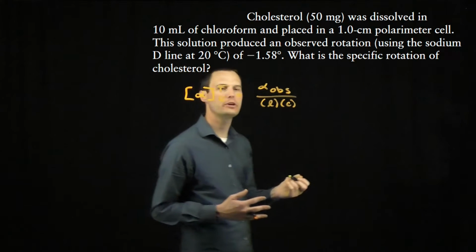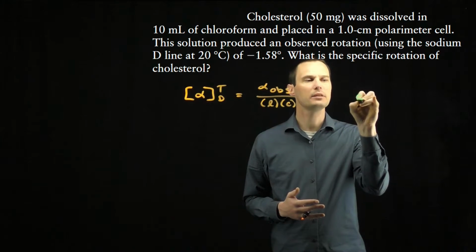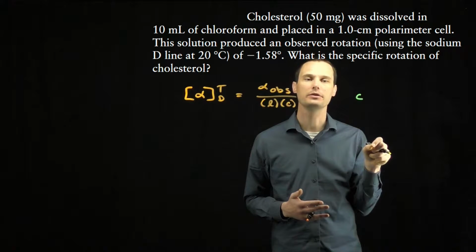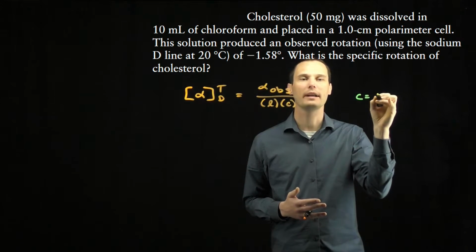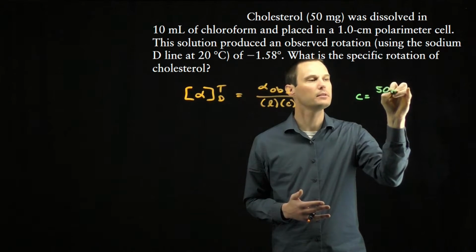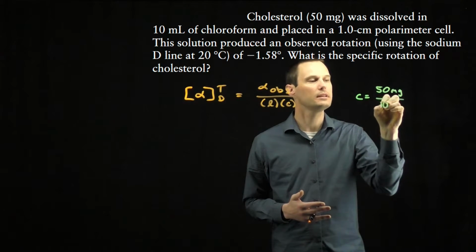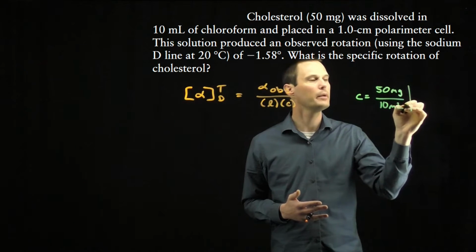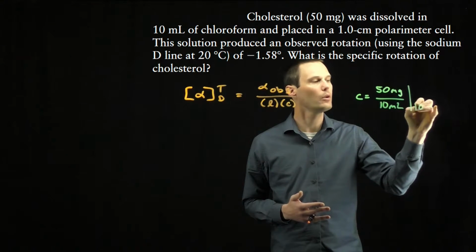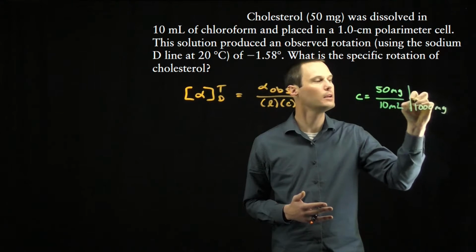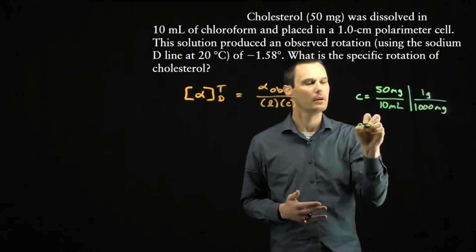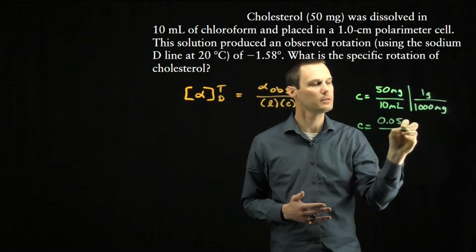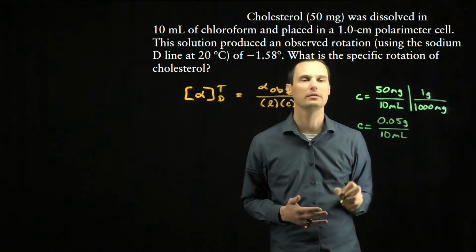Let's calculate the concentration. The concentration needs to be in grams of compound divided by 100 milliliters of solvent. So our concentration right now is 50 milligrams of compound in 10 milliliters of solution. We can do a quick dimensional analysis to convert milligrams to grams. There are 1,000 milligrams in 1 gram. That means our concentration is 0.05 grams in 10 milliliters of solvent.